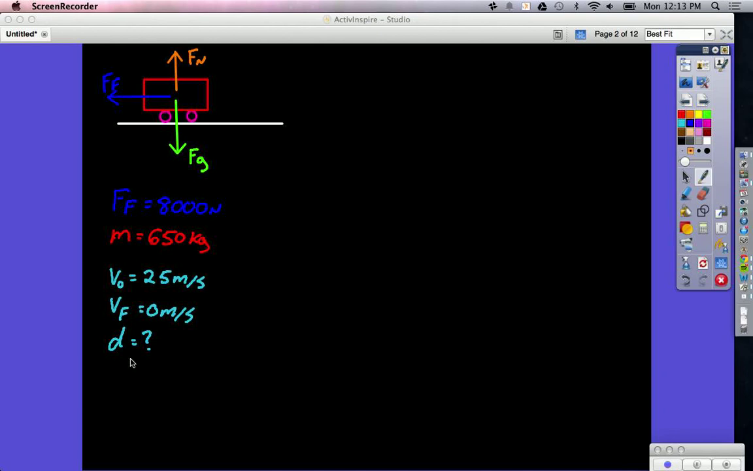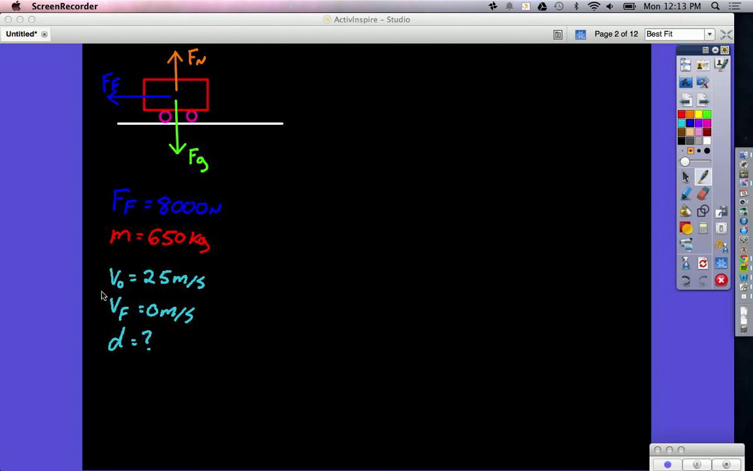I wrote all the numbers that were given in our problem. The frictional force is 8,000 newtons. The mass of the car is 650 kilograms. And we know the initial speed, and we know this car is going to stop, so its final speed is 0. What we're really trying to find is a kinematics value, the distance the car slides.